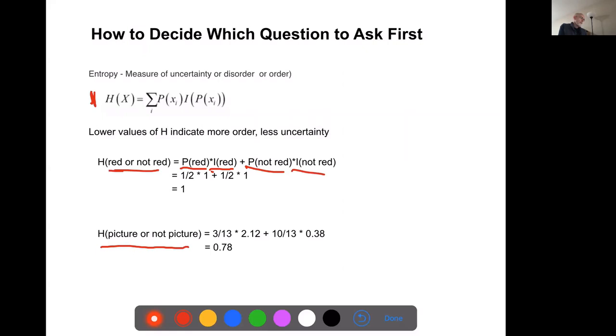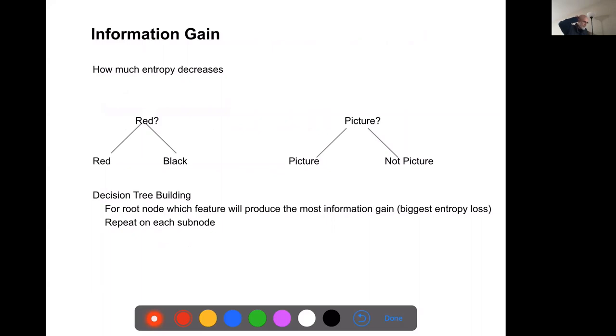This one's a little more counterintuitive, but we get the entropy of picture or not picture being 0.78. Now to build our model, what the algorithm does is say, look, we can either ask, was it the red car we picked up, or was it a picture? What it looks at is which question is going to give us the biggest entropy loss. So the algorithm looks at all your features and asks which feature is going to give us the biggest entropy loss initially, and that's the first question you'll ask, and then repeat it in all the subnodes.